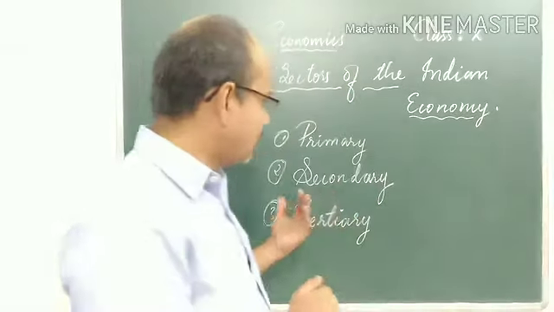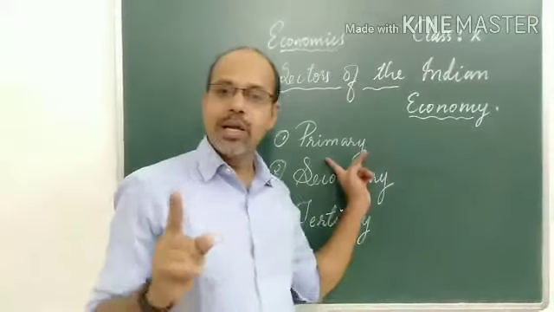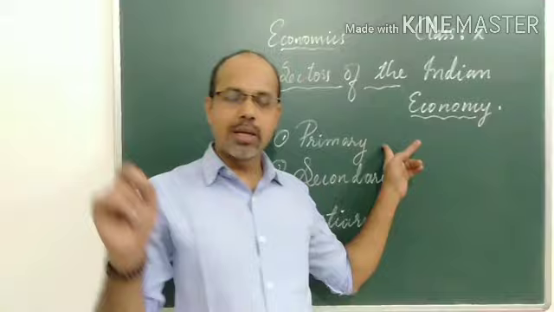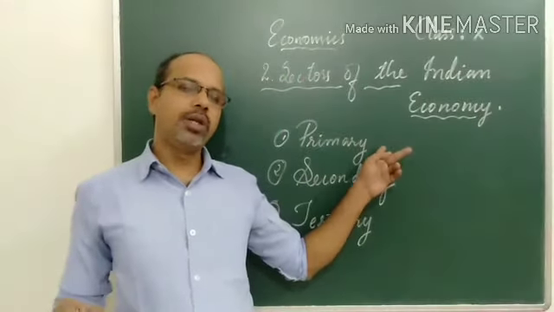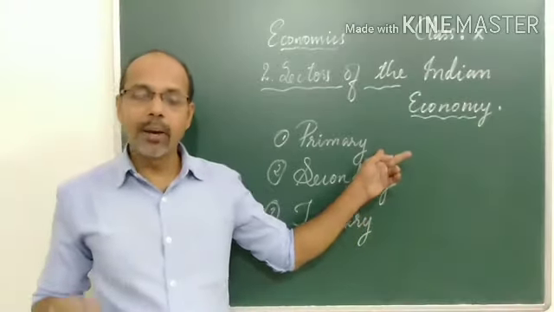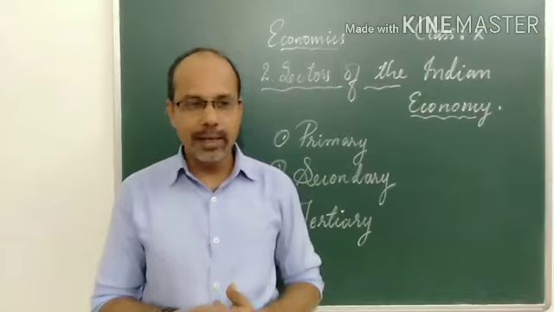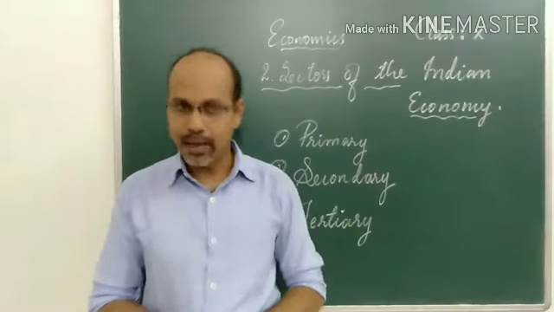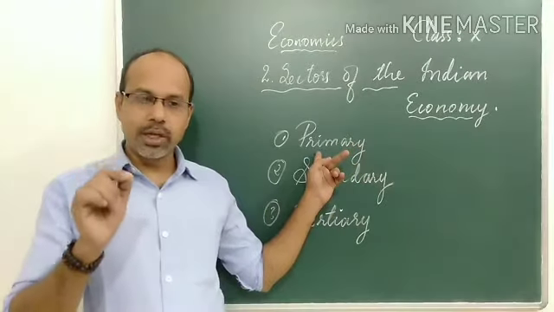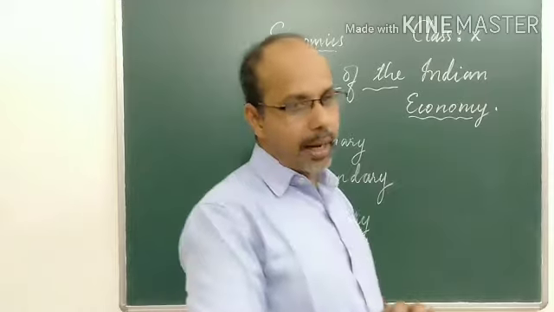We can say that a large number of people in our country are engaged in the agricultural sector. So agriculture and allied activities, animal husbandry, mining, forestry, these are all primary level activities. They all come under primary sector. Primary sector is also called agriculture and related sector. So agriculture sector is also known as primary sector, or primary sector is also known as agriculture sector.